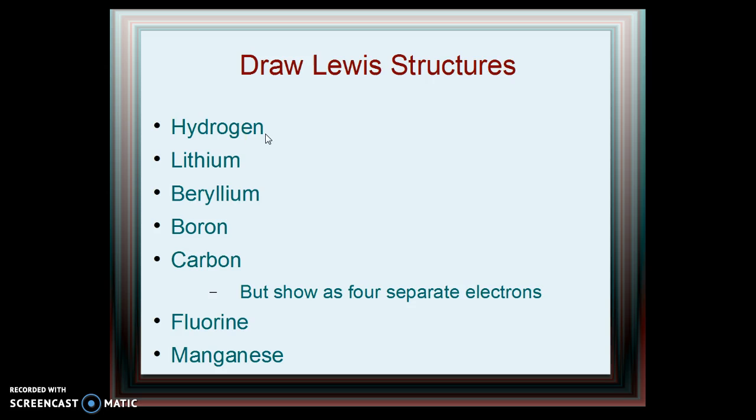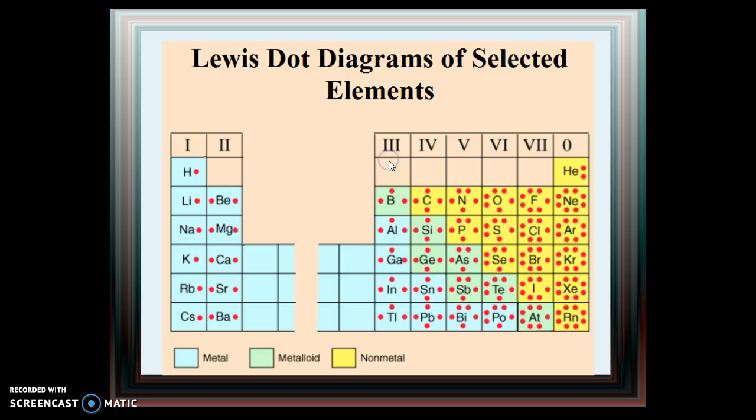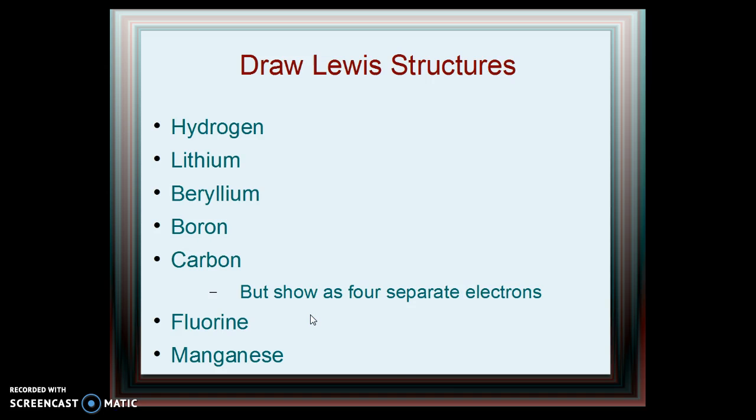Hydrogen has 1 electron, so we just write H and put a single dot next to it. Now lithium has 3 electrons, but 2 of them are in the inner or helium core, so we would draw Li and 1 electron. Beryllium has 4 electrons, 2 in the core, so we'd write Be and 2 dots, 1 on each side. Boron similarly would have 3 dots around it, and carbon would have 4.